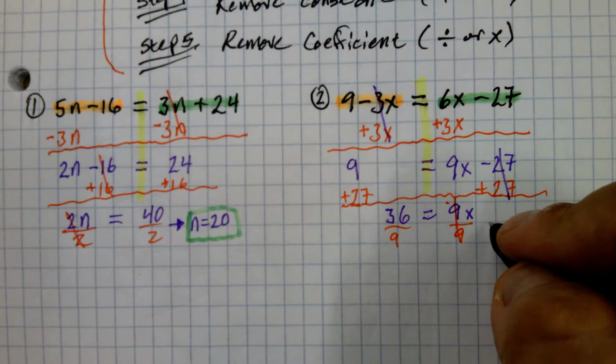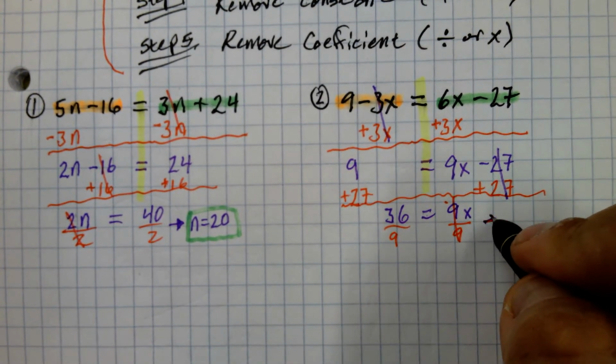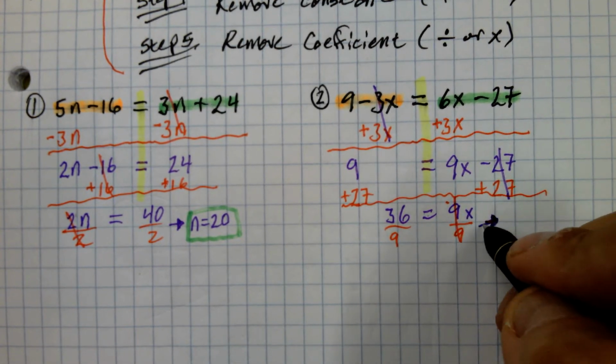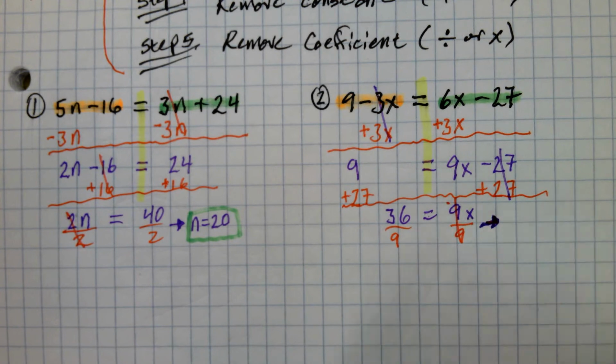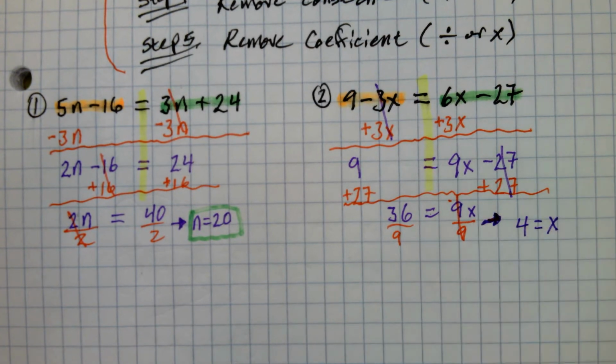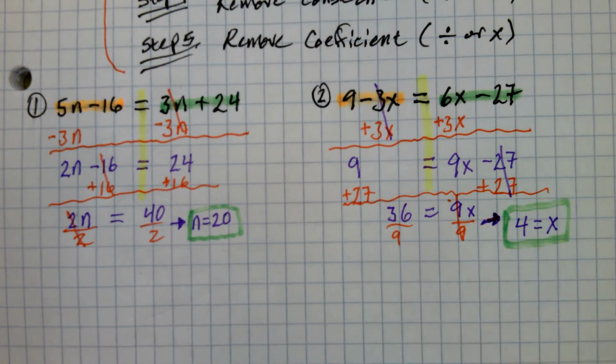Okay, so our answer is going to depend on 36 divided by 9. So what is 36 divided by 9? So 4 equals x. There's our answer. Any questions?